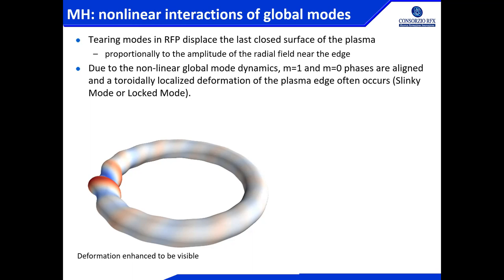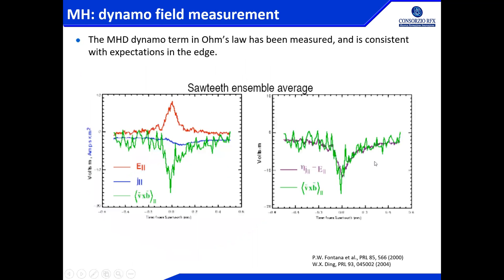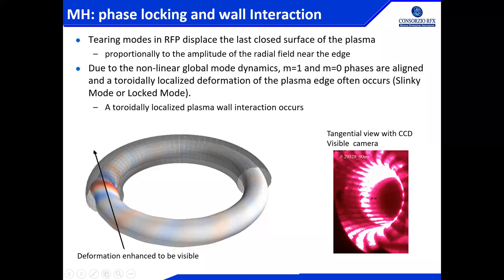They also deform the last closed surface. And as they are lining up together, they tend to deform in a totally localized region, which tends to interact with the plasma. If you look with a camera from the toroidal view, you can see some kind of helical interaction. And this was actually difficult to deal with in RFX especially.